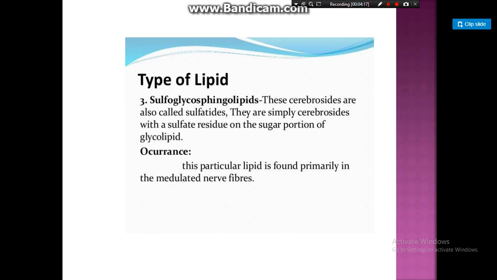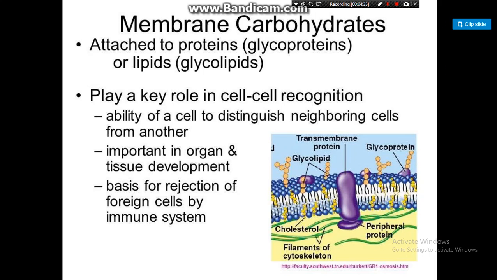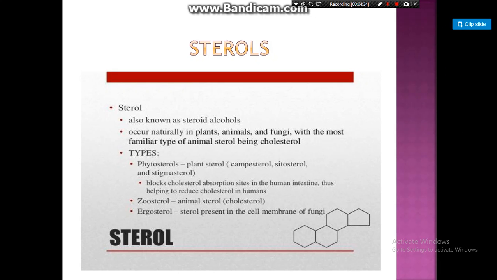Types of sulfoglycosphingolipids. These cerebrosides are also called sulfatides. They are simply cerebrosides with a sulfate residue. This is one function of glycolipids: membrane carbohydrates.